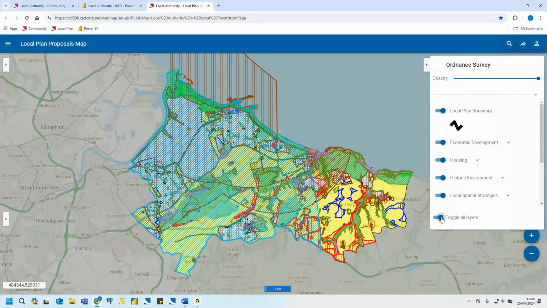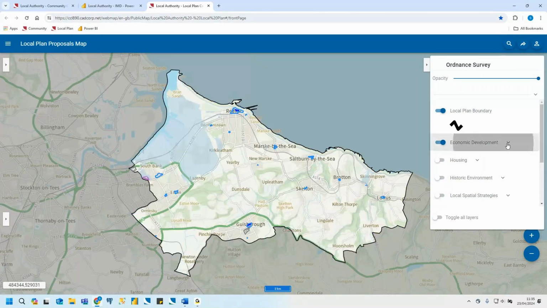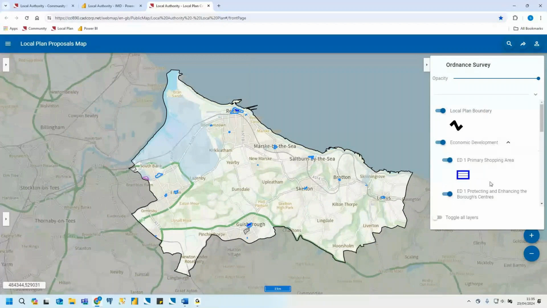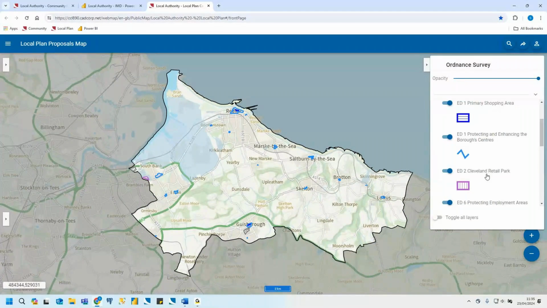But this particular map reminds me of the headaches that I used to have, because there could be so many policies to display, and they all need to have their own type of styling to make them unique from each other. Hence, you often get an output that looks very busy. But let's turn all off, and I'm going to specifically turn on my group of economic development policies, and we can see the styling there on the right hand side.